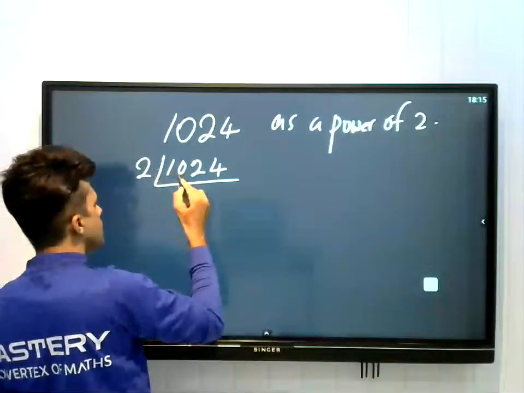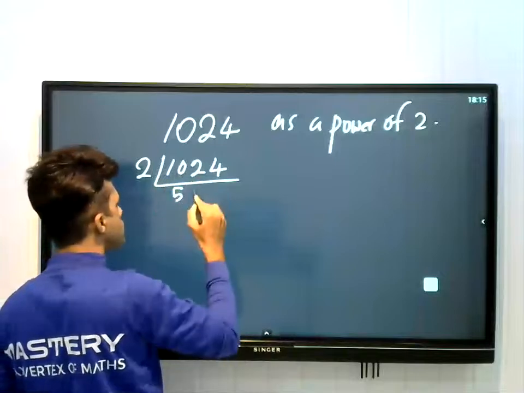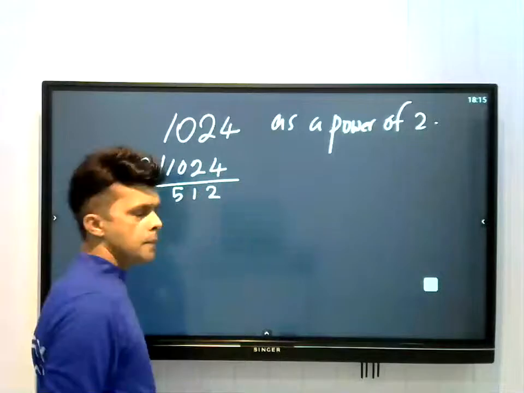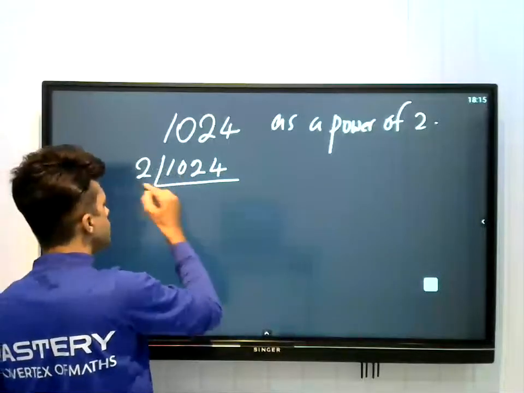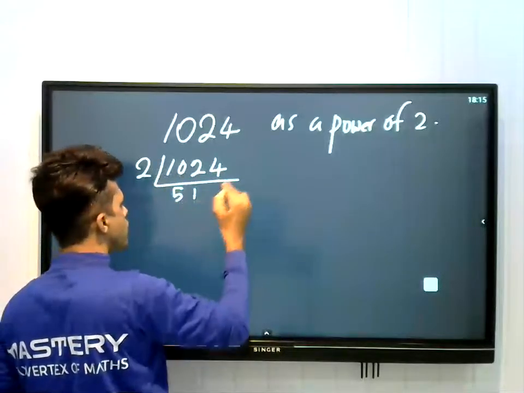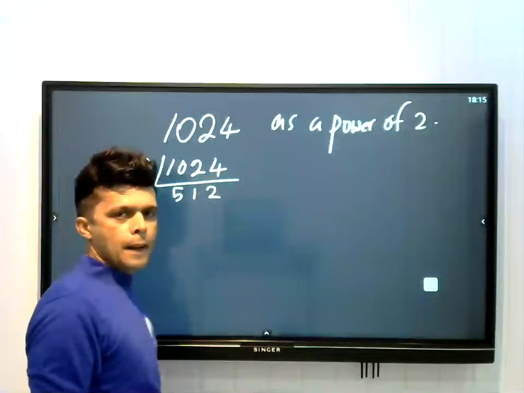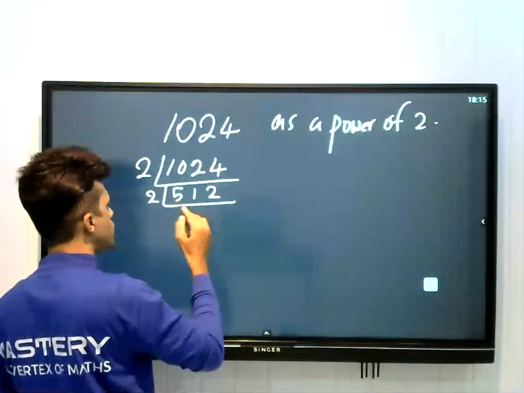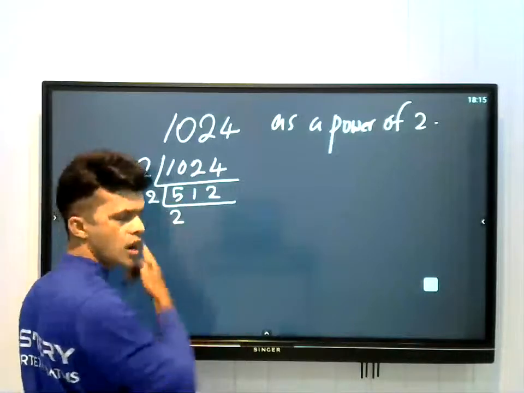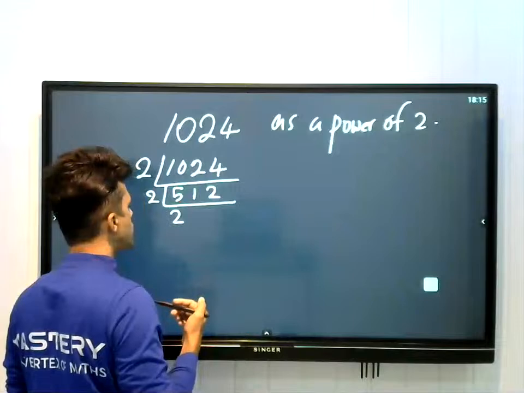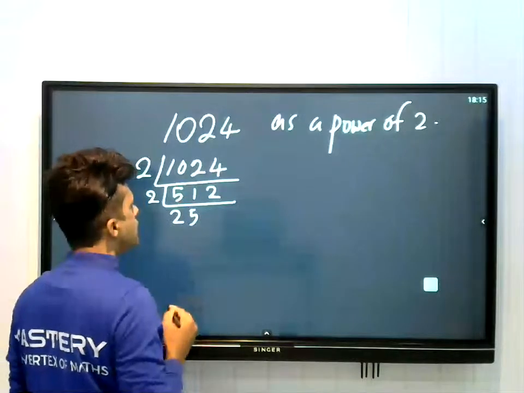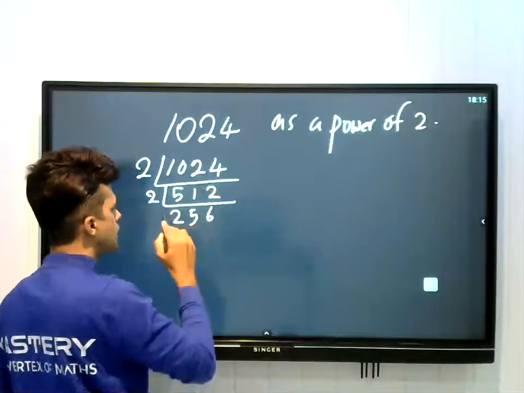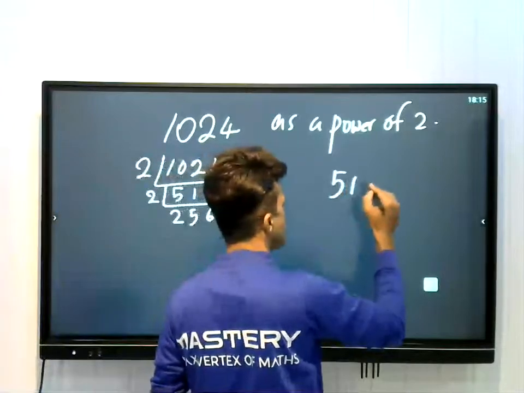Let's divide. 10 upon 2 is 5, 2 upon 2 is 1, 4 upon 2 is 2. Let's divide again: 512 by 2, then 5 over 2 is 2, the remaining is 1. 2 times 5, 10. Then in 12, how many 2 times? 6. 256. We need to divide in this way.